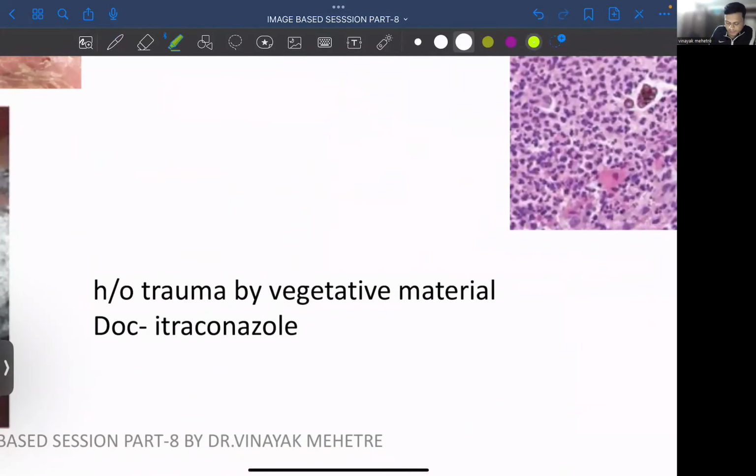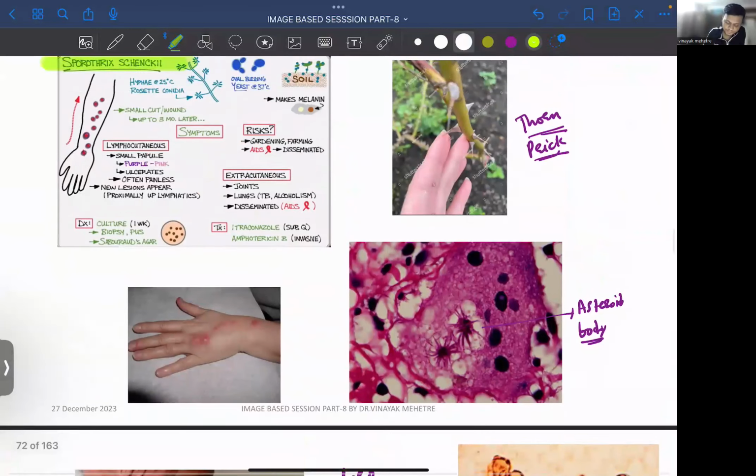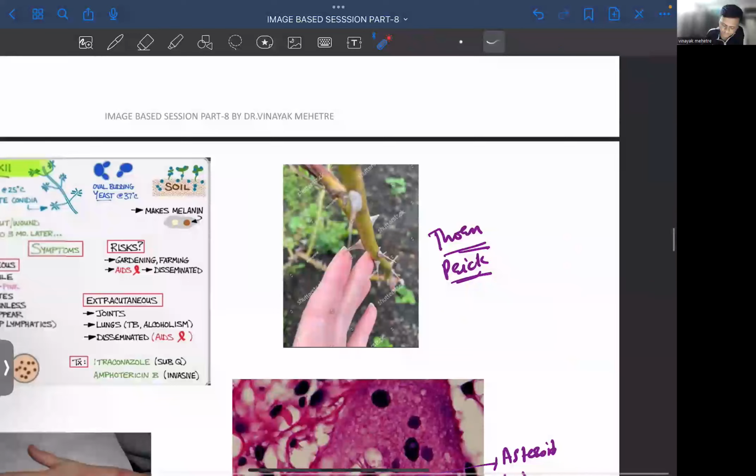Trauma by vegetative material. Trauma by vegetative material. Vegetative का मतलब क्या होता है? Sharp, right? What is this then? This is also sharp, right? This is also sharp. So whenever you are getting question, remember Sporothrix schenckii and chloroblastoma or chromoblastoma.